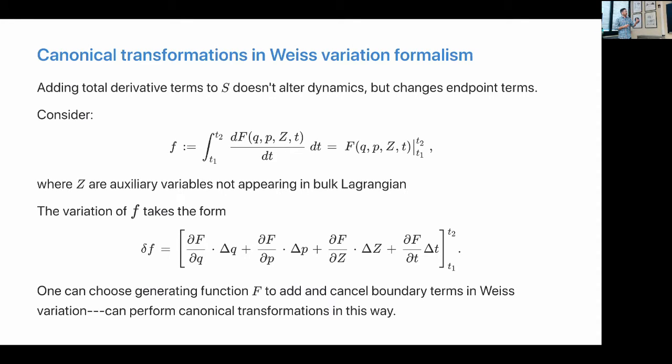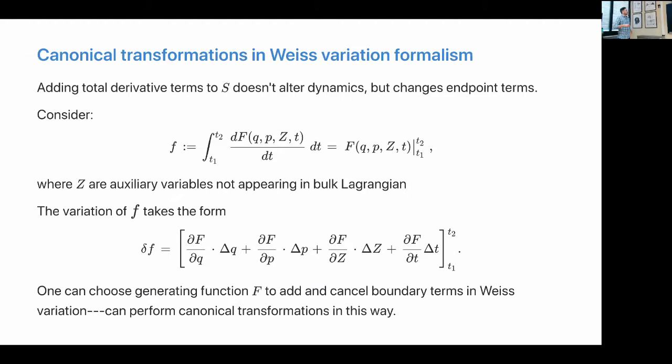And I guess you're also changing the quantities that are varying in the general Weiss variation. And so what you can do is, you can just look at the variation of this total derivative term that you add. Z, these are auxiliary variables that don't appear in the bulk Lagrangian, so they don't affect the dynamics, or they don't have anything to do directly with the dynamics. And the variation of this has this form.